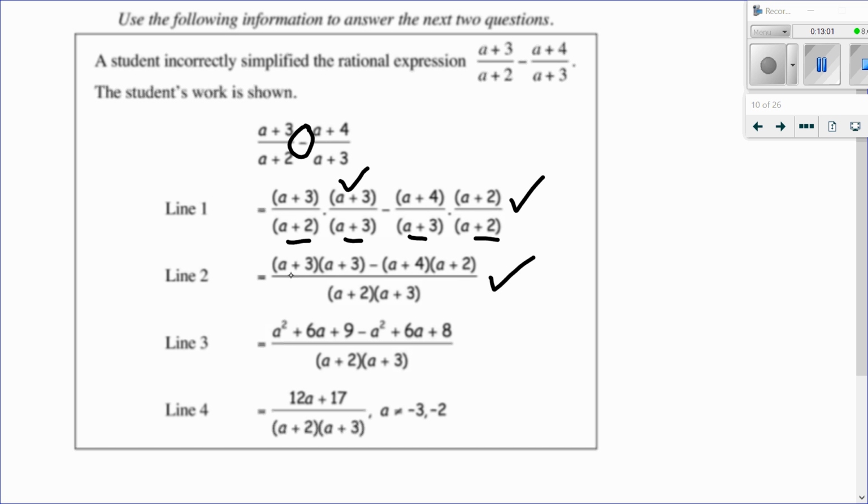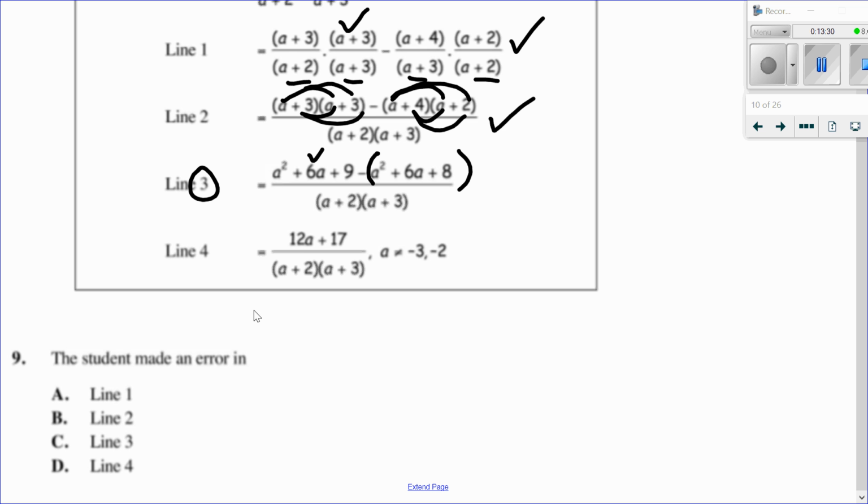Okay, so distributive property. A squared, 3a and 3a is 6a, 3 and 3 is 9. So this part looks good. A times a is a squared, 2a and 4a is 6a plus 8. That's good. But look, they did not follow my tip of putting this in brackets, and I think that's exactly where the mistake is. They only subtracted the first term, not the entire term. So the mistake is in line number 3.